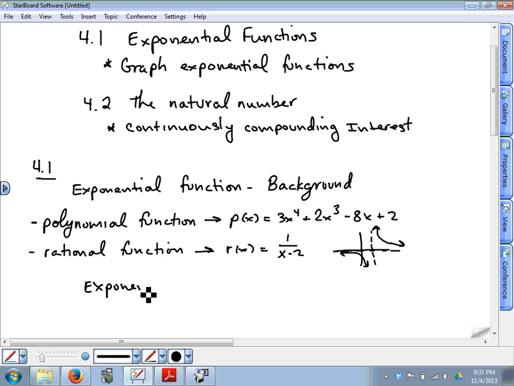Exponential functions are of the form f of x equals a to the power of x. So we really need to remember here the difference between exponential functions and any other function is in an exponential function the unknown or the variable is the exponent. The base remains constant. Okay?